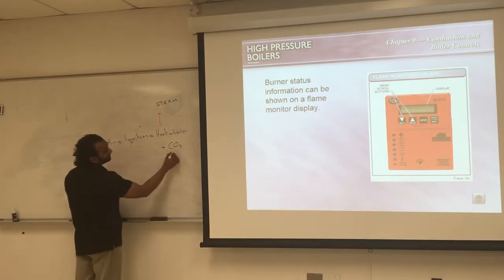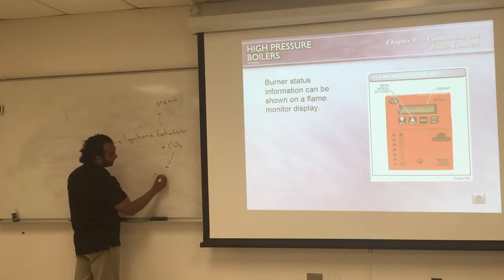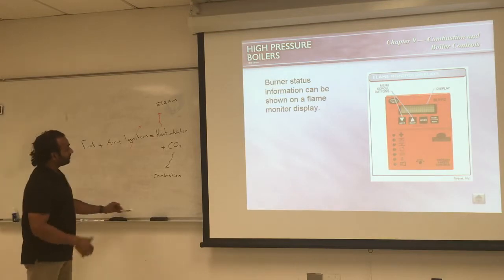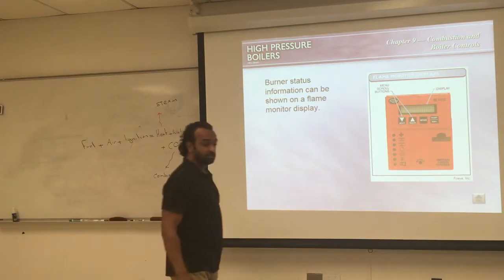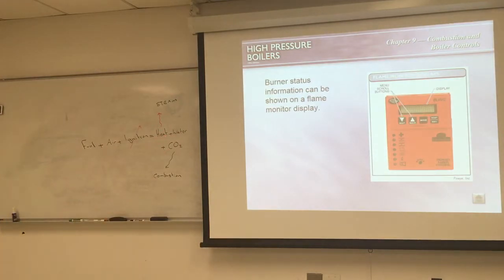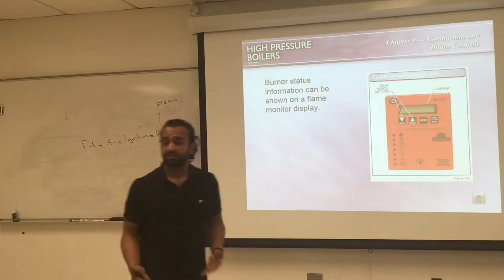What is the CO2 an indication of? Combustion. This is how we monitor the combustion, and this is how we monitor the output, which is the heat. So the burner will tell you what's happening and what are the steps. So what stage are we in?